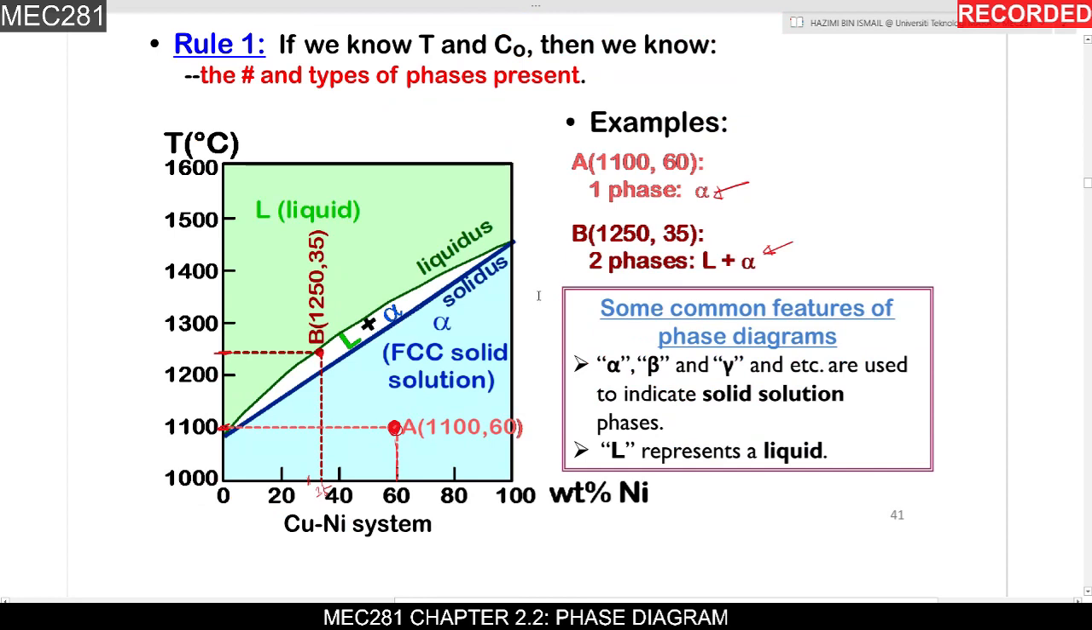This is extra information. Some common features of phase diagrams: alpha, beta, gamma, etc., are used to indicate solid solution phases, and L represents a liquid. So maybe we use beta here for the solid, and we can also use the gamma symbol. When you see alpha, beta, and gamma, straight away you know that it is a solid phase, a solid solution.